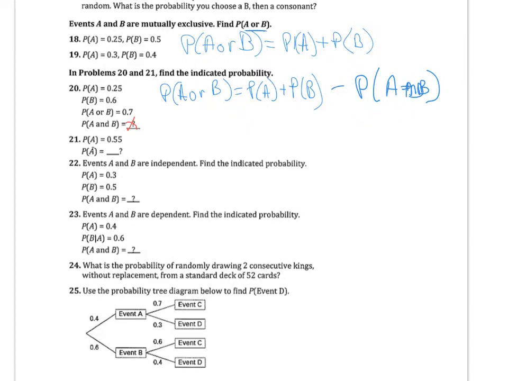Okay, so that would look something like this. 0.7 equals 0.25 plus 0.6 minus 1x. Solve for x. That'll give you A and B.